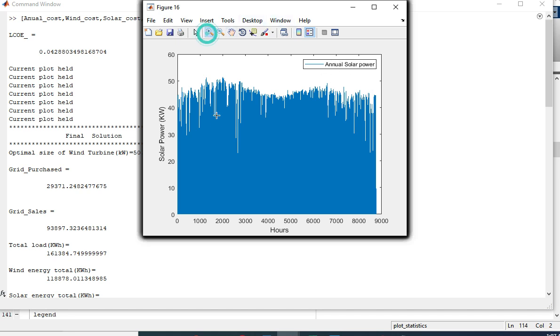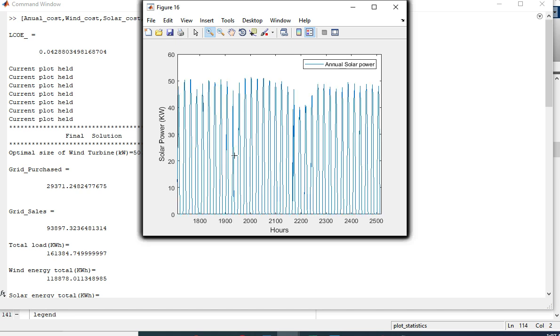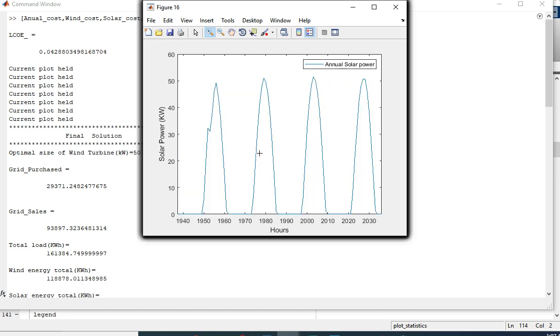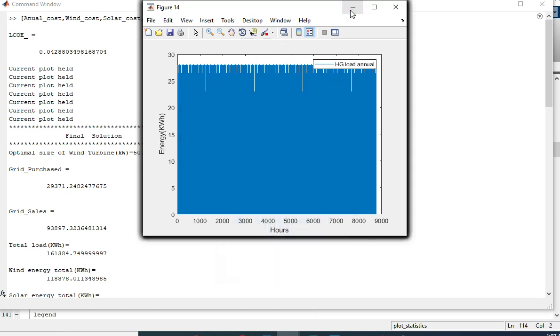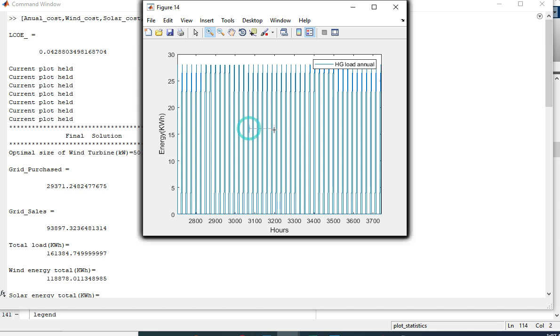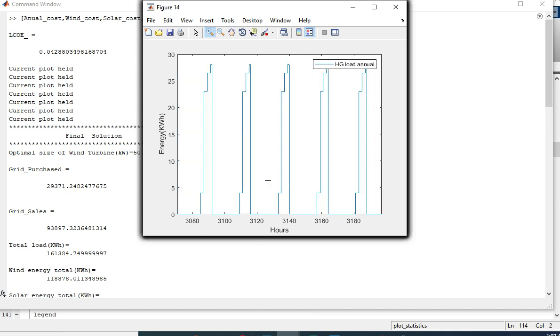You can zoom into any hour of the year. It will give us the profile of the solar at that specific hour. Similarly, this is the annual wind power generated from 0 up to 8760 hours. This is the annual HG load. This is actually the rescheduled HG load. You can zoom in to see how the loads are switched on and off.